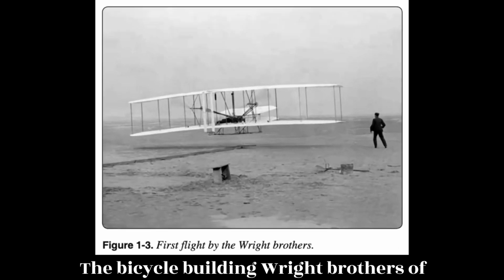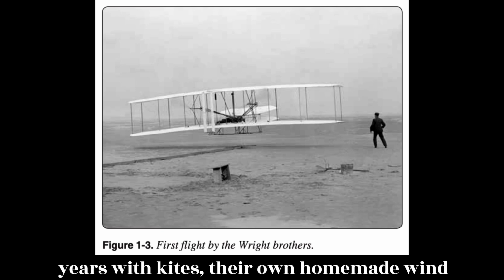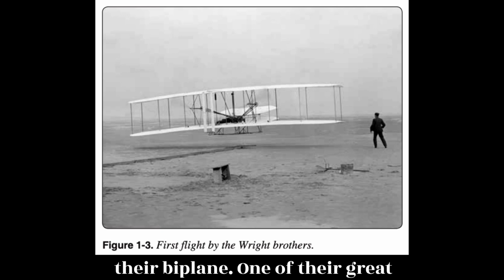A dream turned into reality by Wilbur and Orville Wright at Kitty Hawk, North Carolina, on December 17, 1903. The bicycle-building Wright brothers of Dayton, Ohio, had experimented for 4 years with kites, their own homemade wind tunnel, and different engines to power their biplane.